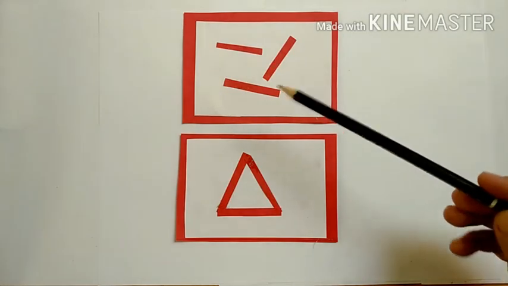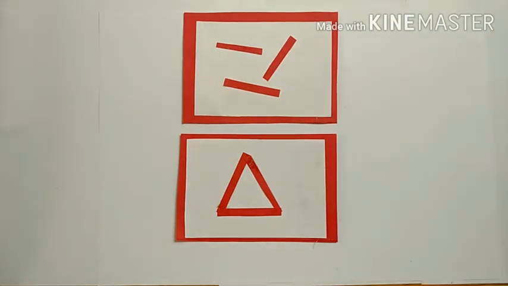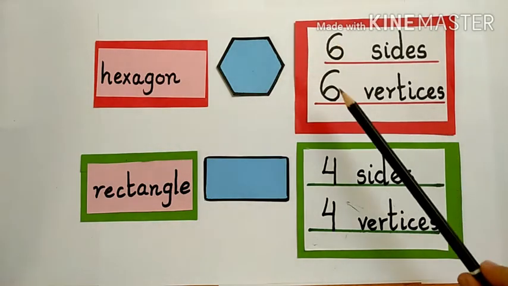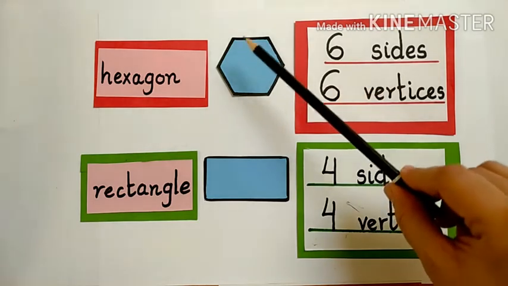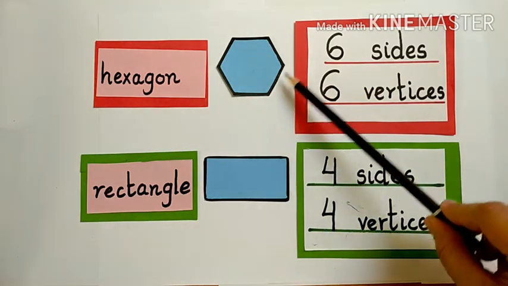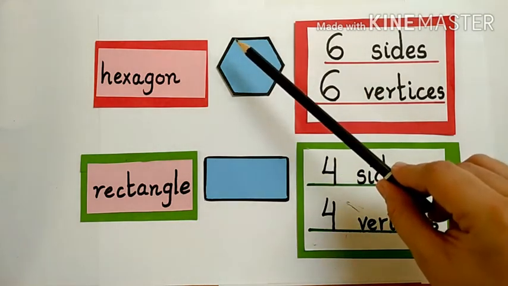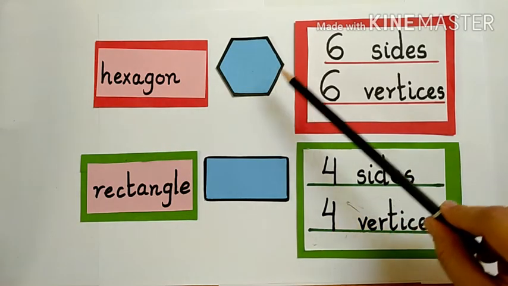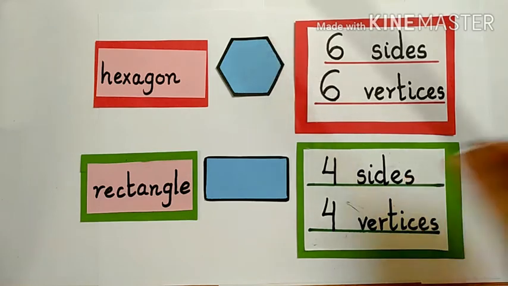These are what lines look like. We need a minimum of 3 lines to make a shape. A hexagon has 6 sides and 6 vertices. 1, 2, 3, 4, 5, 6.